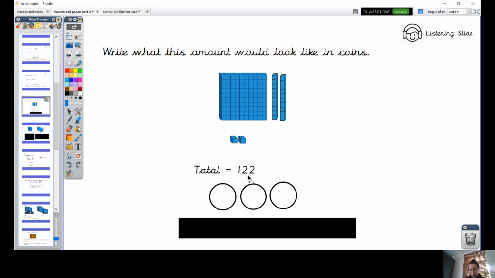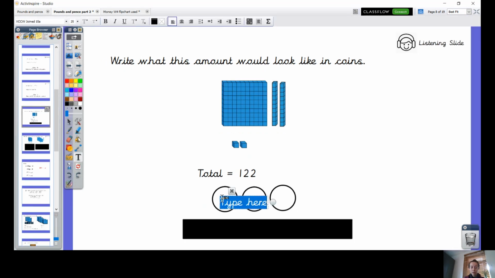So I've got 122 pence to put in coins. Now straight away, I've got a pound coin there, haven't I? I know that this is the same as a pound. So straight away, I'm going to pop that in as a pound coin. I've got a £1 coin, which is the 100 pennies. And now I'm going to look at my tens column to help me. I've got 20 there. Is there such thing as a 20p coin? Yes, there is, isn't there?